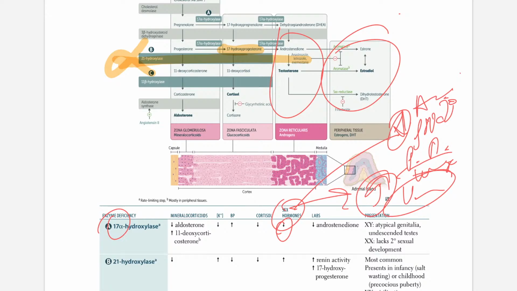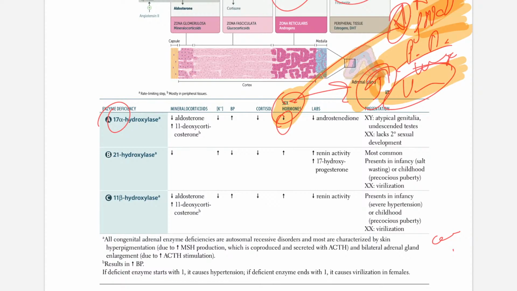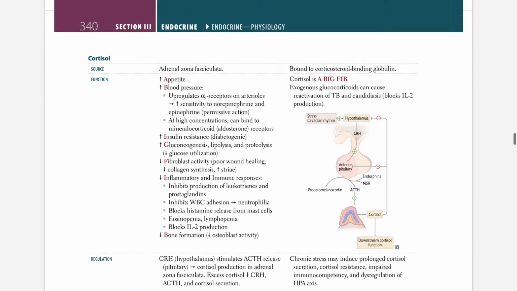Again, as we said, this is important: sex hormones, when they're low, cause ambiguous genitalia in males, and in the females, no secondary sexual characteristics. Simple. When they're high, precocious puberty in a child, and in females, virilization. Hope it makes sense. And that's going to be all for this page. Let's move on to the next one.